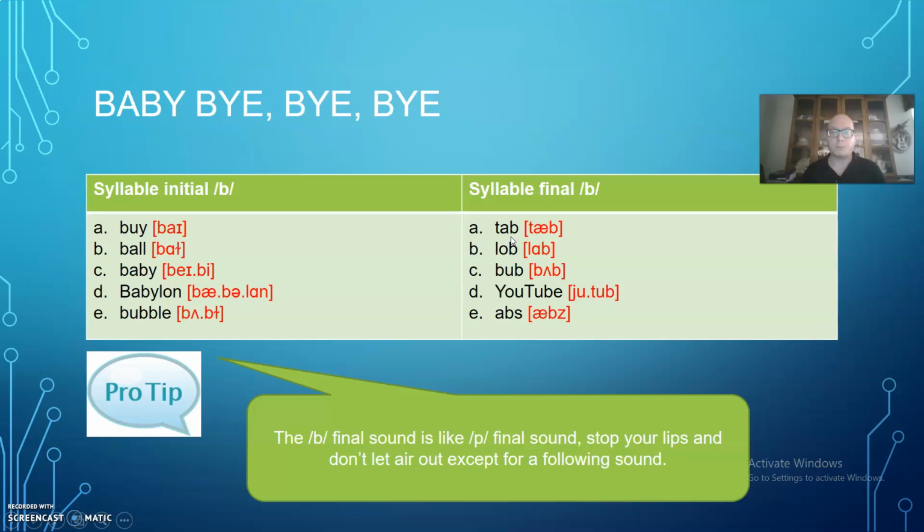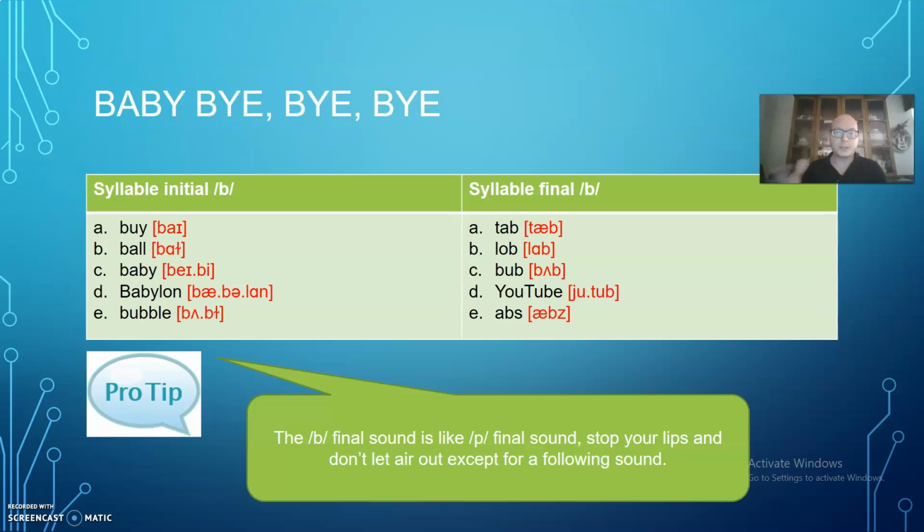But in the final b sound, it's tab. So you kind of make that b, like you're going to b, but no air comes out. Tab, lob, bub, YouTube, abs. So here again with that z for plural, we have to let air out to create that z sound. So we're going to pronounce that b a little bit more clearly. So instead of ab, which would be singular, we say abs. So that bzz allows the air to flow out. But again, it's still one syllable.